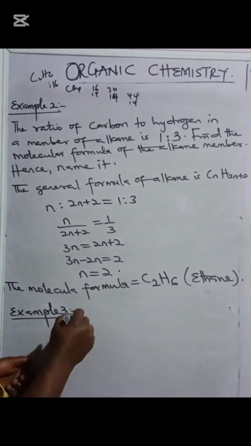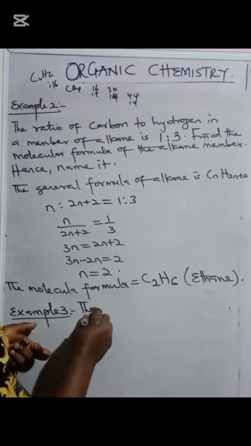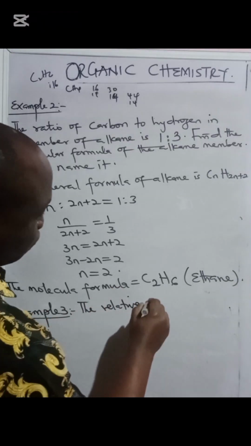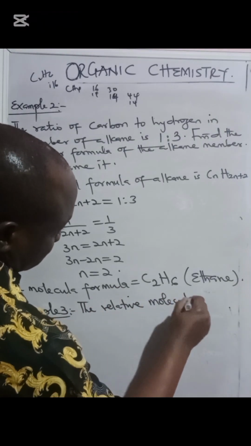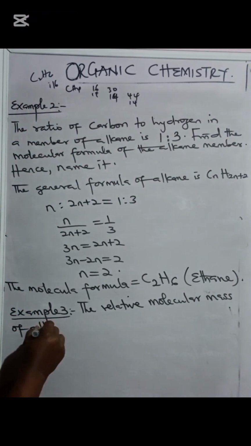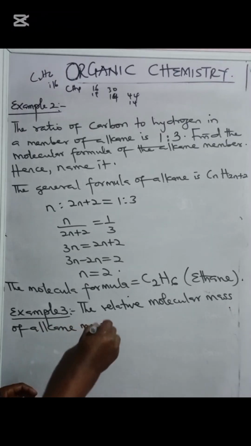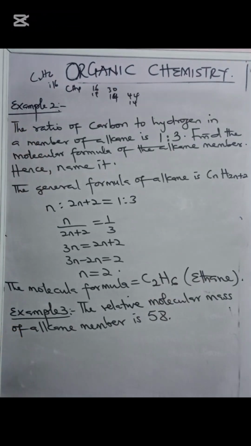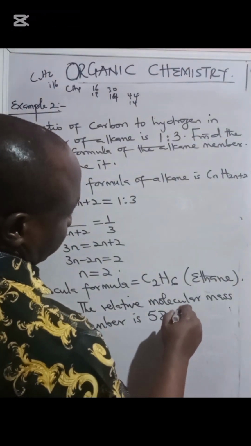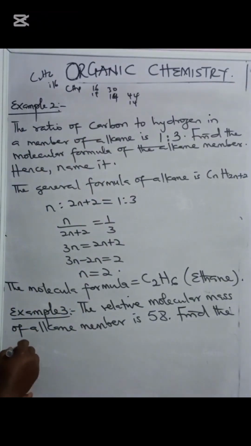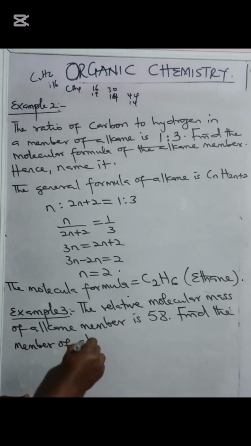The relative molecular mass of an alkane member is 58. Find the member of the alkane.